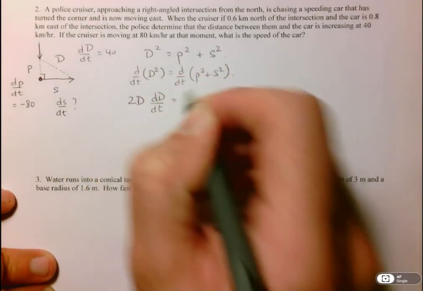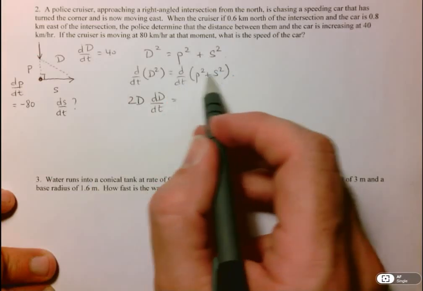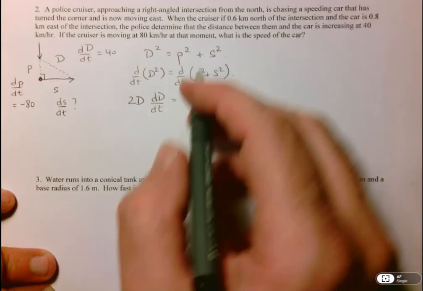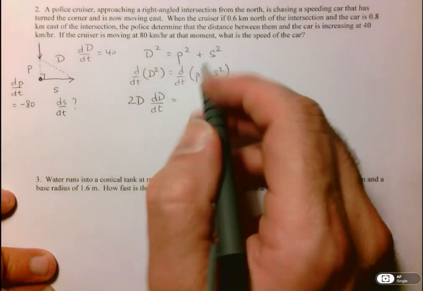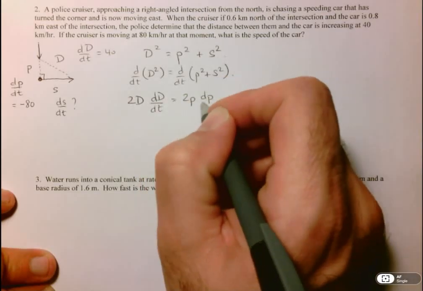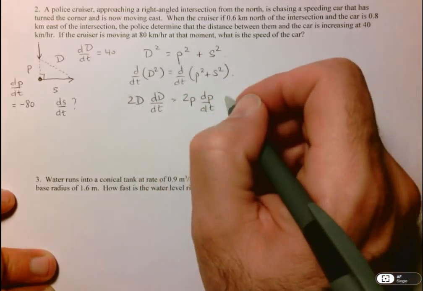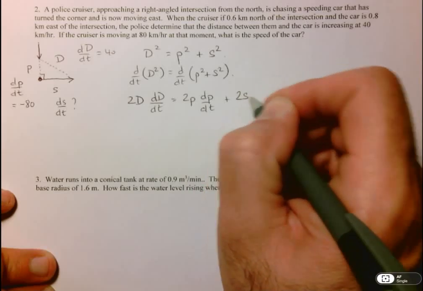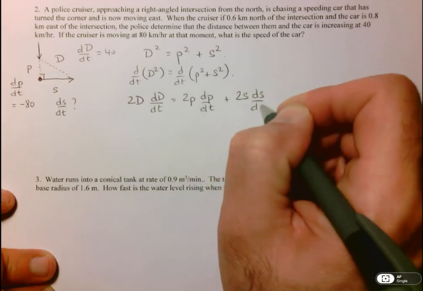Okay, and same thing here, since this is just a sum, I can split it up into the sum of the derivatives. So again, first I take the derivative of p squared with respect to p, 2p, and then the derivative of p with respect to t. Okay, and lastly, this will be 2s ds dt.